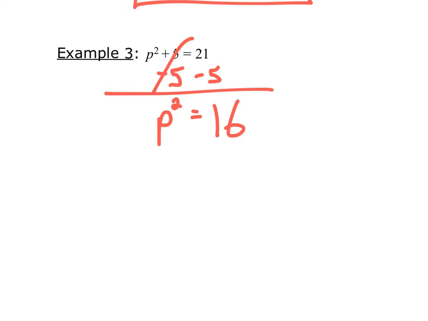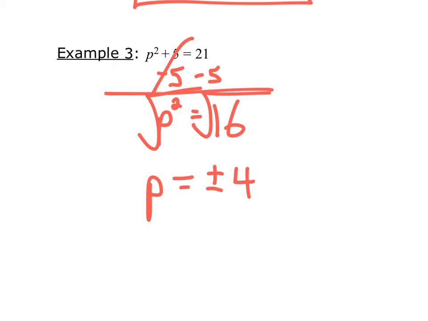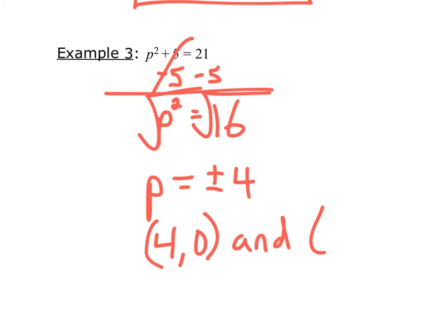Then again, to get the p by itself, you're going to take the square root of both sides. So p equals the square root of 16. 16 is a perfect square. The square root of 16 is 4, because 4 times 4 is 16, or also negative 4. So we'll say plus or minus 4. And again, those would be your x-intercepts. You could write your answers as 4, 0 and negative 4, 0.